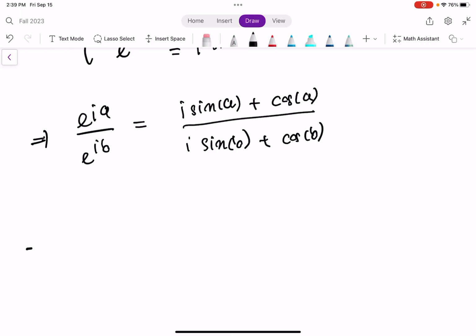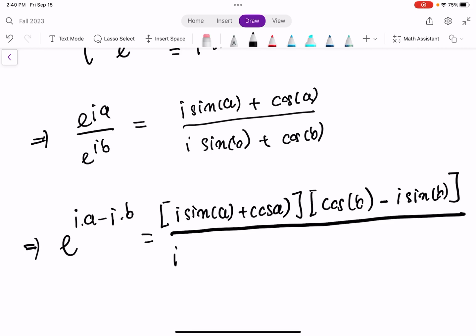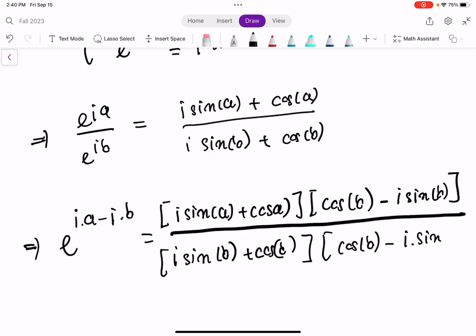Now e to the power x over e to the power y is just e to the power x minus y. So e to the power i times a minus i times b equals this fraction on the right hand side. I will multiply it by the conjugate, cosine of b minus i sine b, in both the numerator and the denominator. So I rewrite it, times cosine of b minus i times sine b.